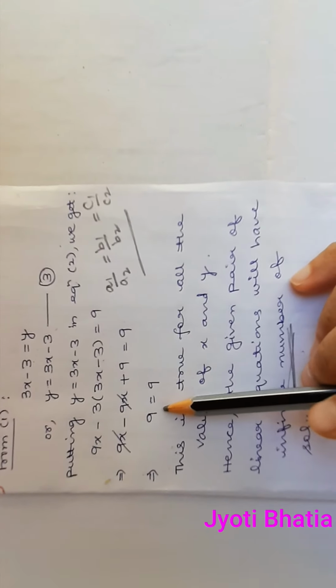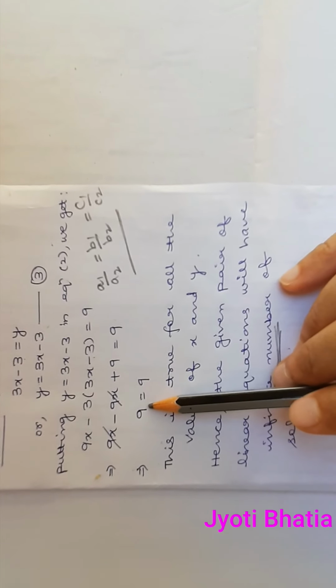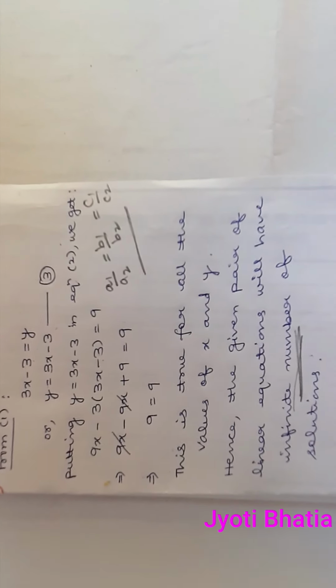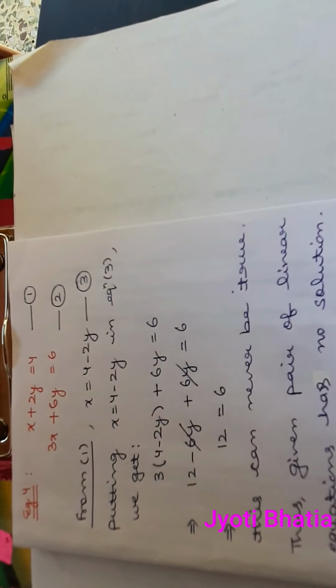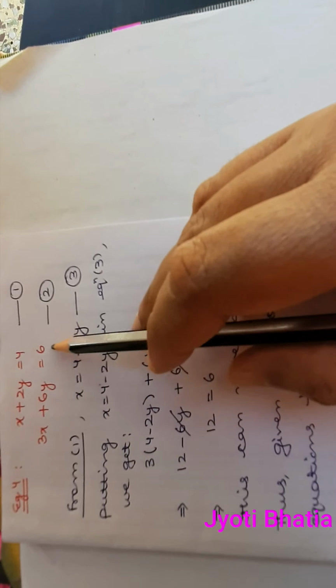So whenever you solve an equation and you get numbers, constants, same on LHS and RHS, it will always be a case of infinitely many solutions. Alright, taking example 4 now. x plus 2y is equal to 4 and 3x plus 6y is equal to 6.